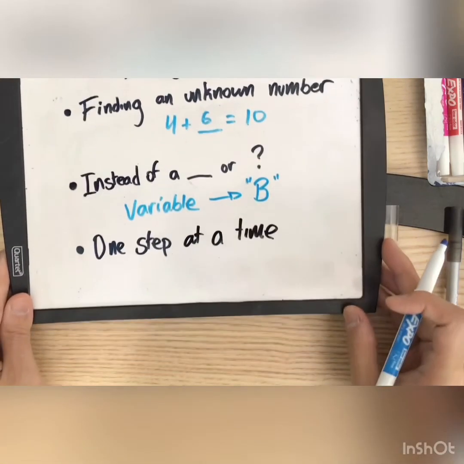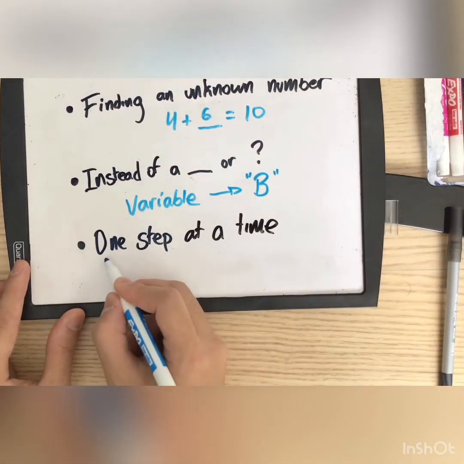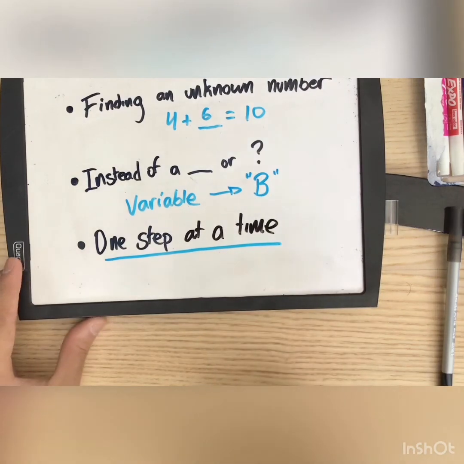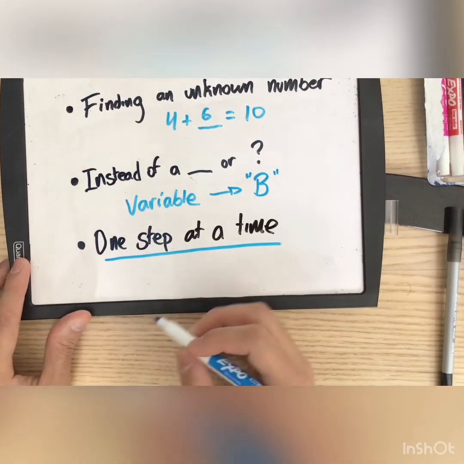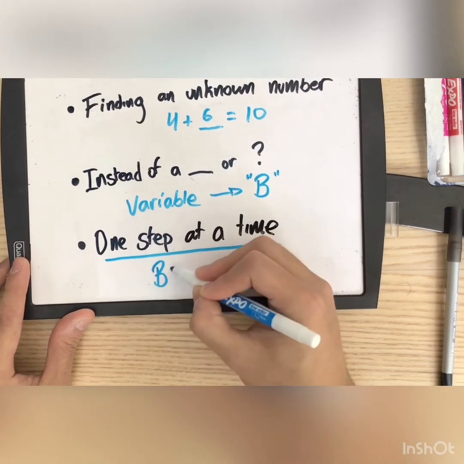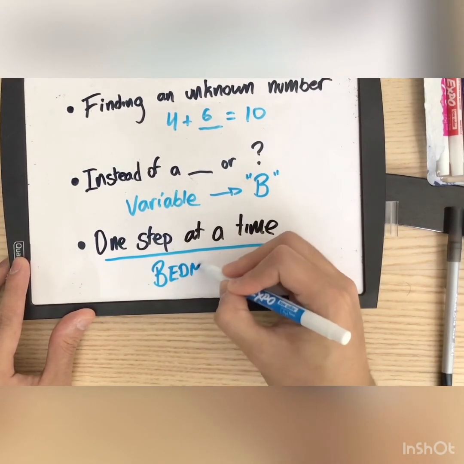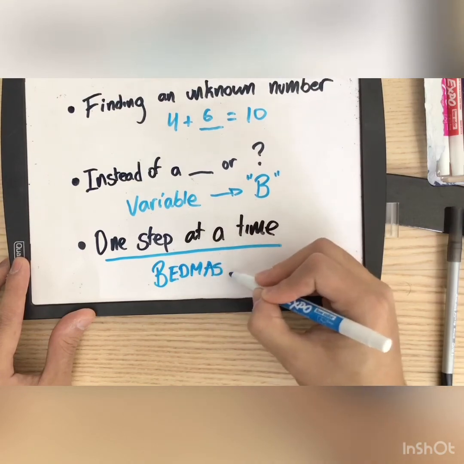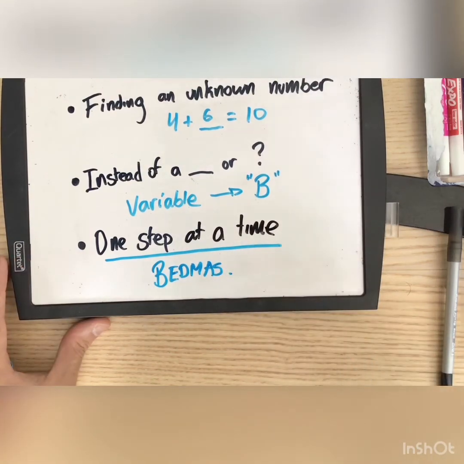The best part about algebra is that you have to take things one step at a time. And if you don't know order of operations, taking things one step at a time involves BEDMAS. So you may need to review your order of operations as well. Let's look at a couple of examples.